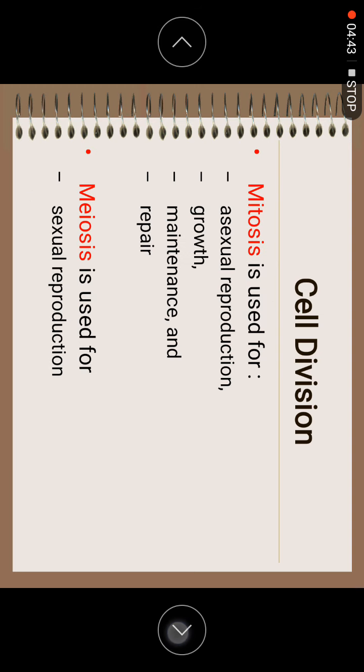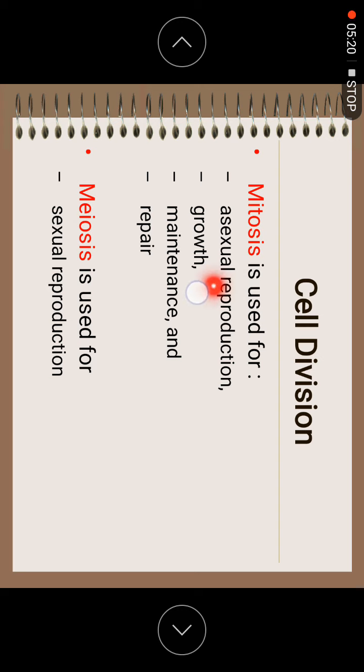So what is the significance of mitosis? Mitosis is used for asexual reproduction. If you remember, asexual reproduction doesn't involve gametes, like binary fission. When they produce another organism using this reproduction, it must produce the exact copy. That means it has to have the same chromosome number.